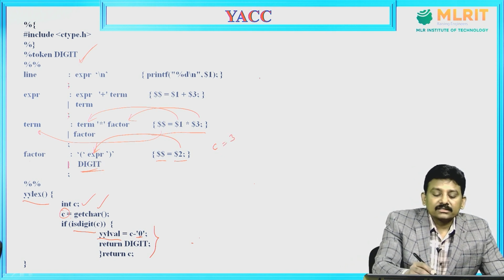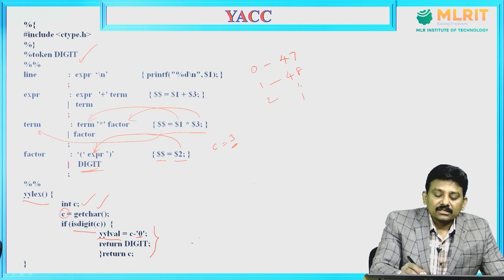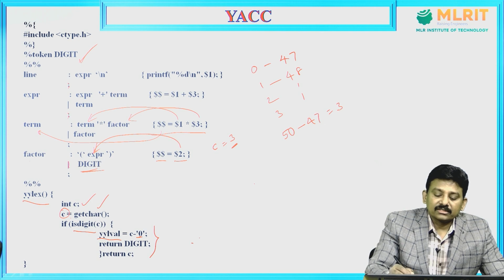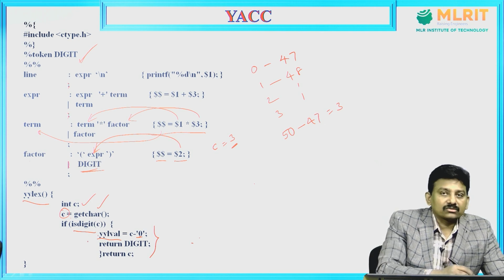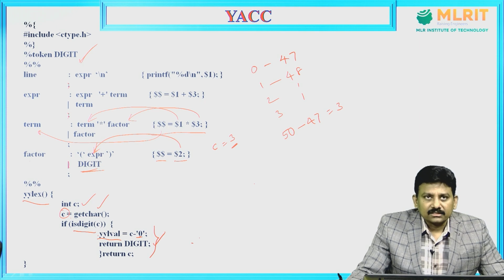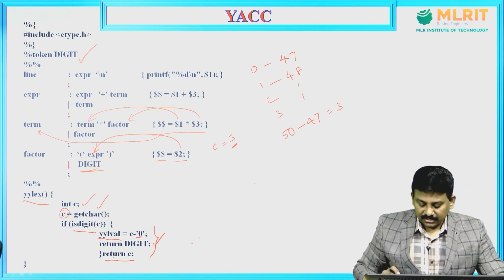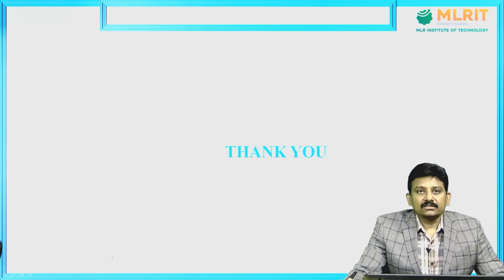Here '0' indicates we have to subtract the ASCII value of zero from c, because the ASCII values of digits start with 48 and so on. 0 is 48, 1 is 49, like that. If the entered input is 3, the corresponding value is 51. So 51 minus 48, that is 3. 3 is assigned to yylval. This is passed to the YACC compiler, so that finally it returns the digit token. Otherwise, if it is not a digit, directly return c as a character. This is the YACC program for a desk calculator. Thank you.